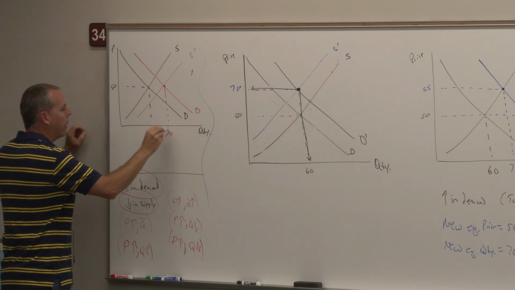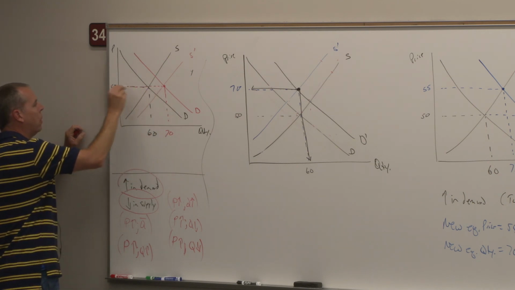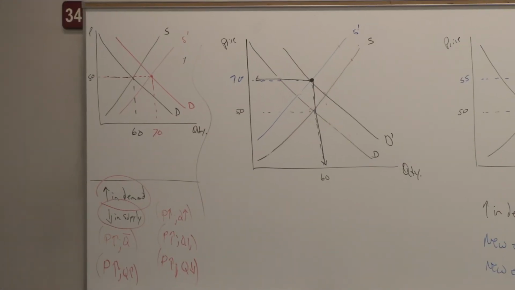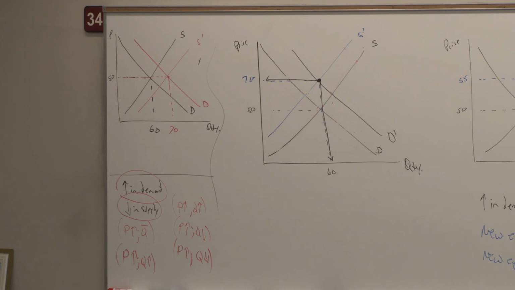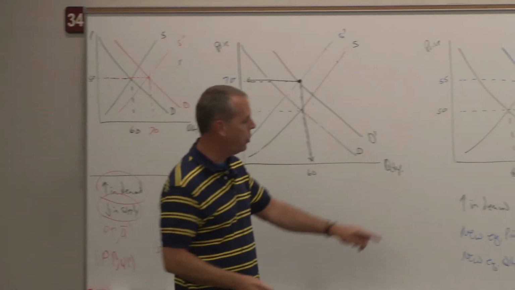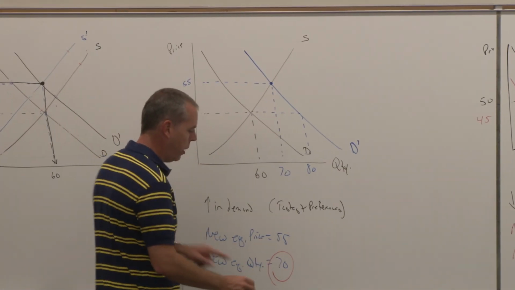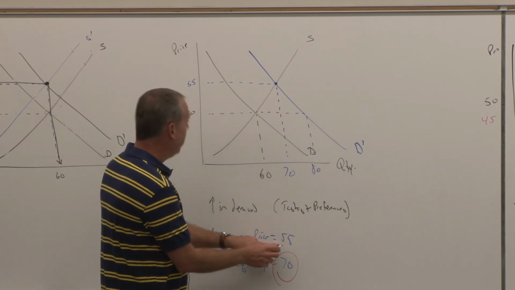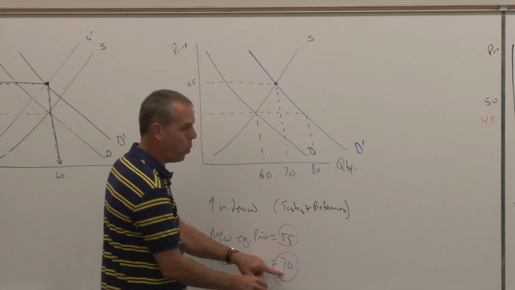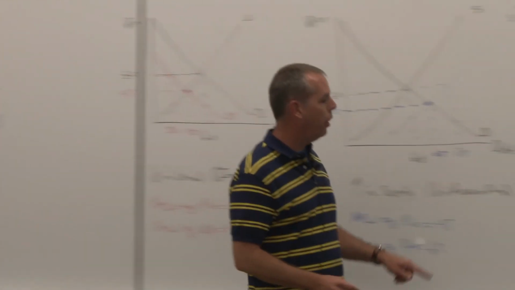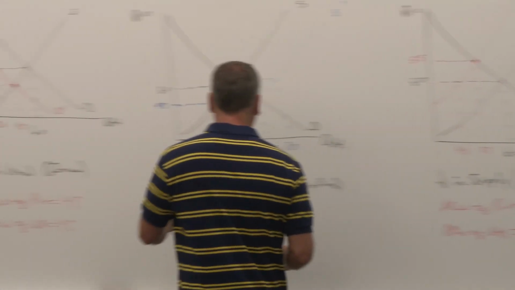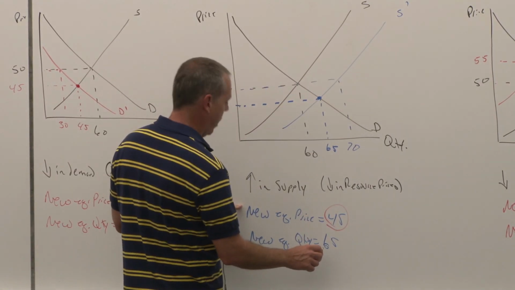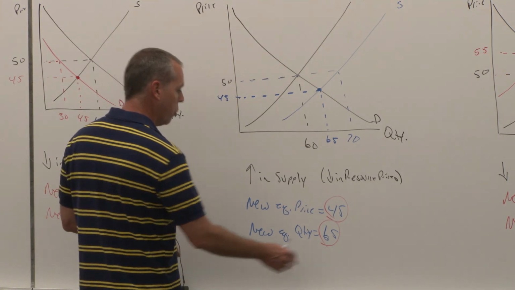So make this one any number, 70. Oh, look, it's equal to what the old price was. Therefore, I can't know what happens to price. Price can go up or price can go down. And you can see that here. Here you're seeing price go up and you're seeing quantity go up. Here we're seeing price go down and we're seeing quantity go up. So quantity is going up no matter what.